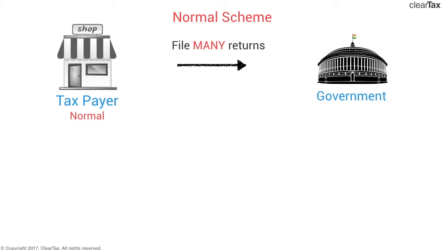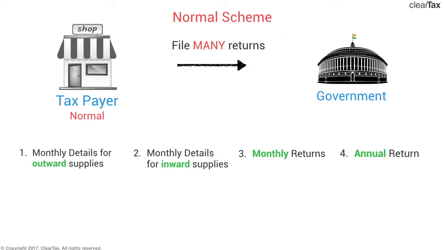Monthly details for outward supply, monthly details for inward supply, monthly returns, and annual return. These 4 are just the bare minimum. There are even more, but these are the most compulsory returns. The others you have to file only if you're engaged in some sort of activity, so we'll not get into those. We'll stick to these 4 to analyze our situation.